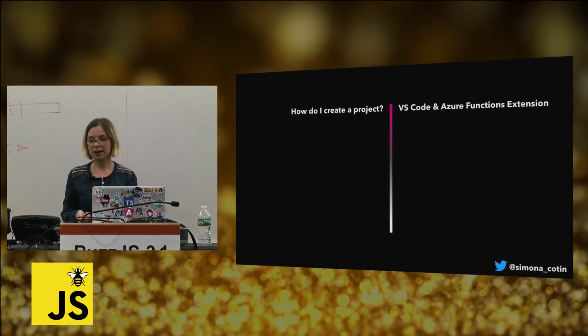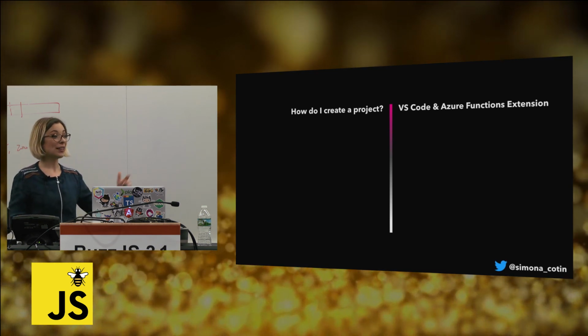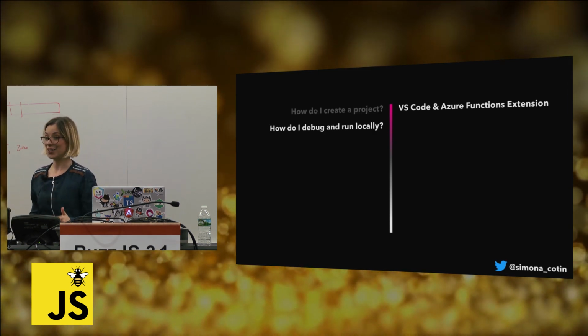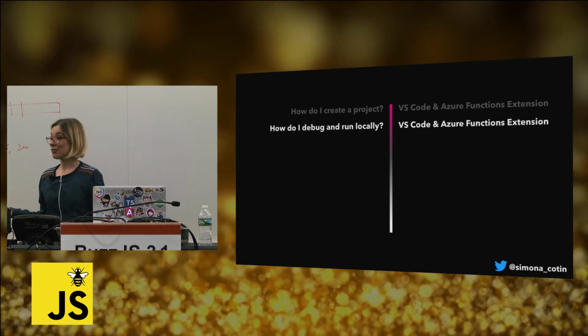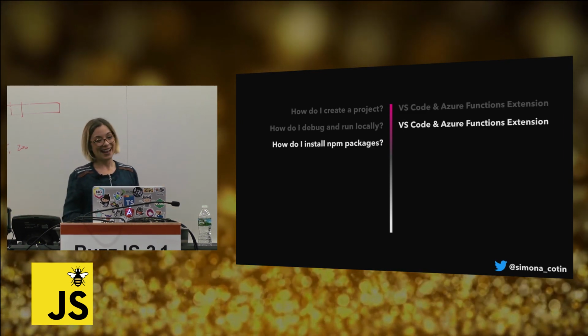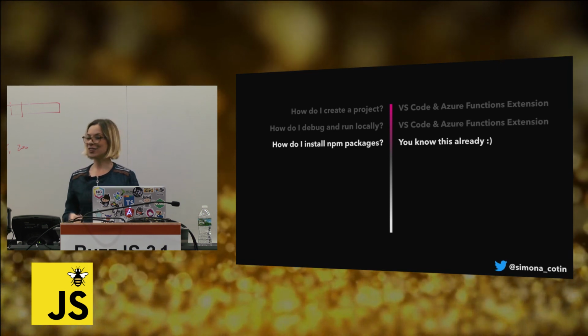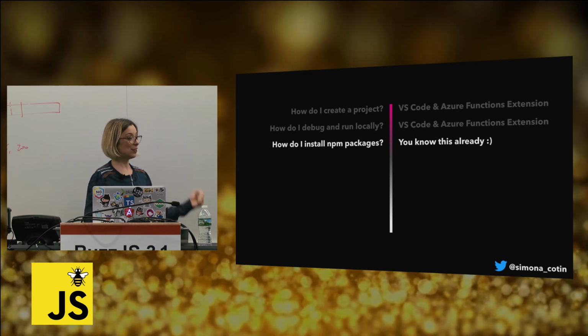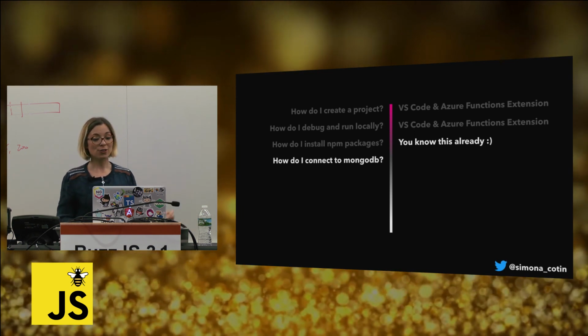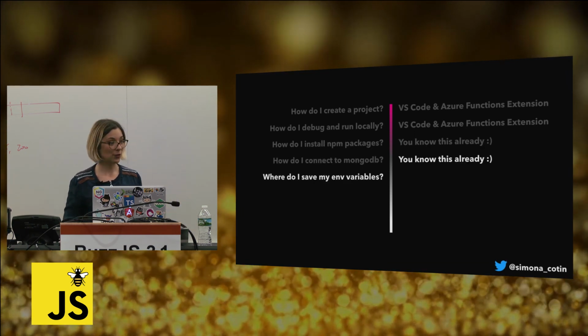A quick recap. How do I create a project? Well, I use VS Code and the Azure Functions extension. How do I run and debug locally? VS Code and the Azure Functions extension is your friend. How do I install an npm package? You already know this, which is great. It's the same good experience that you're used to. How do I connect to MongoDB? This is something you know already.